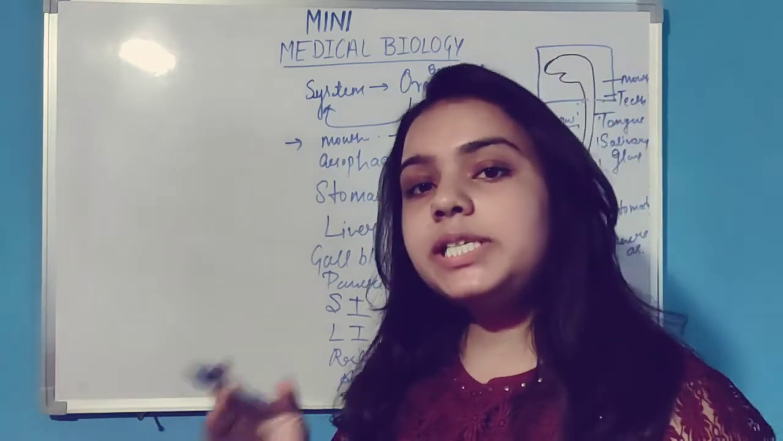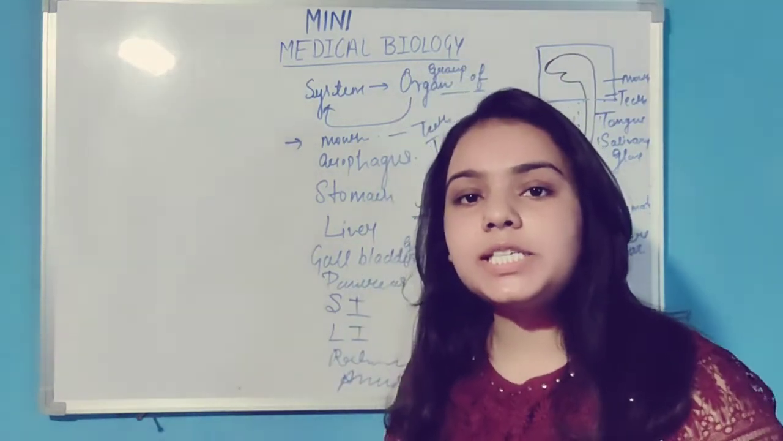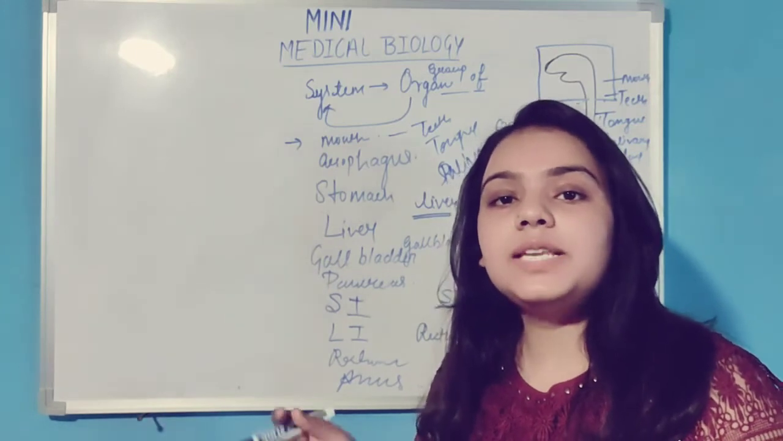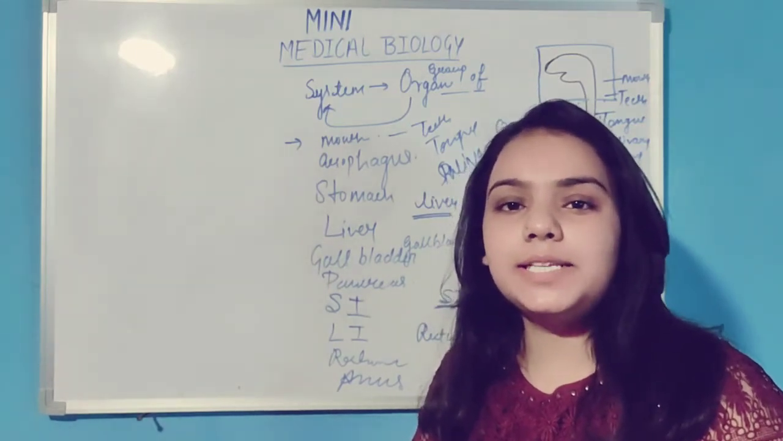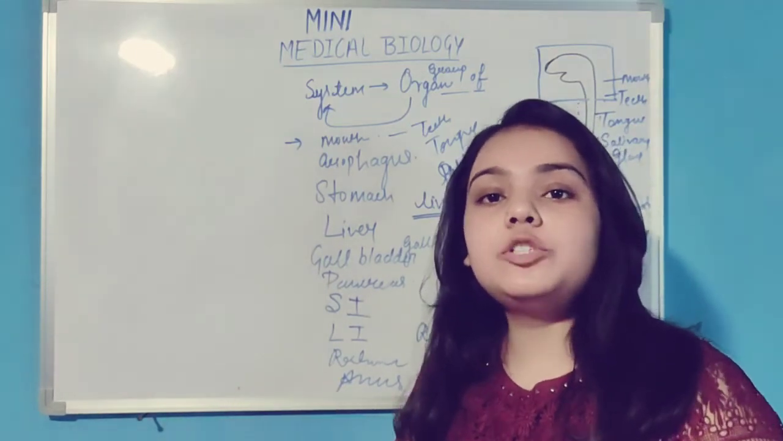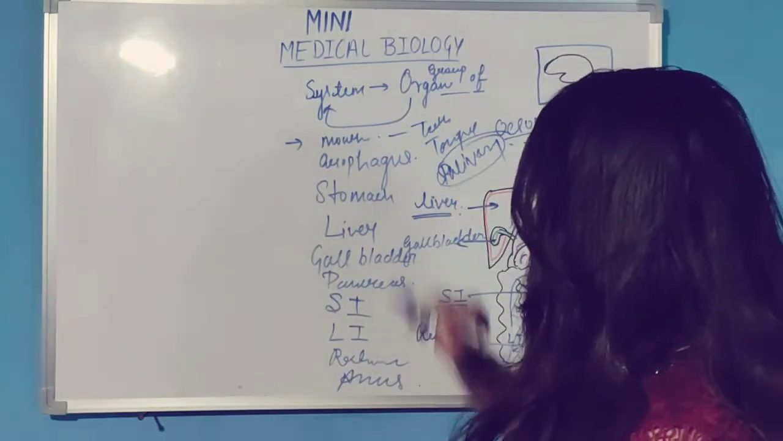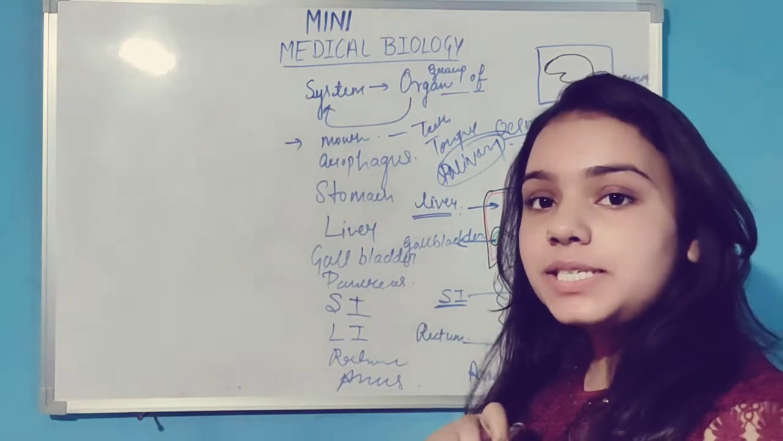Okay, so teeth, what is the purpose of teeth here? Teeth help in the chewing and grinding of the food, and the tongue will help you get the taste and mixing of the food properly. And we have salivary glands. So where are the salivary glands present?